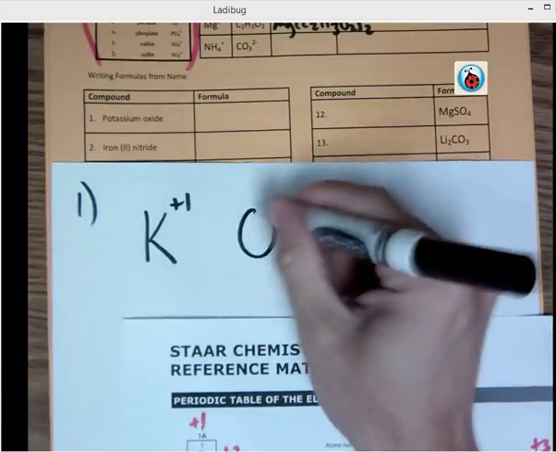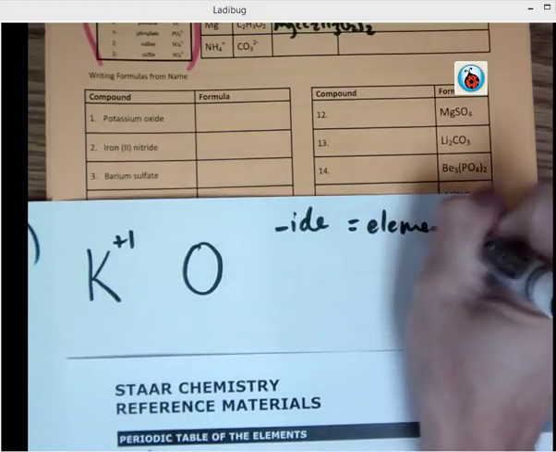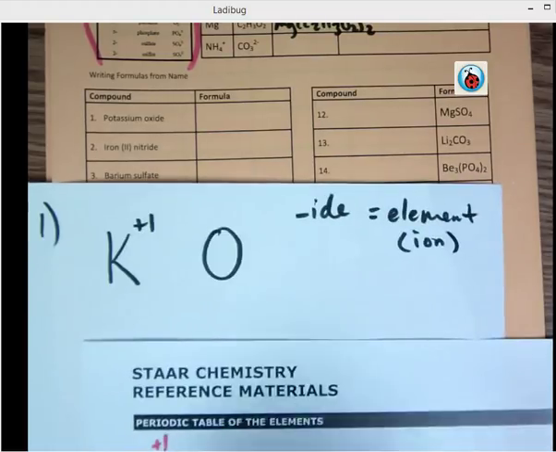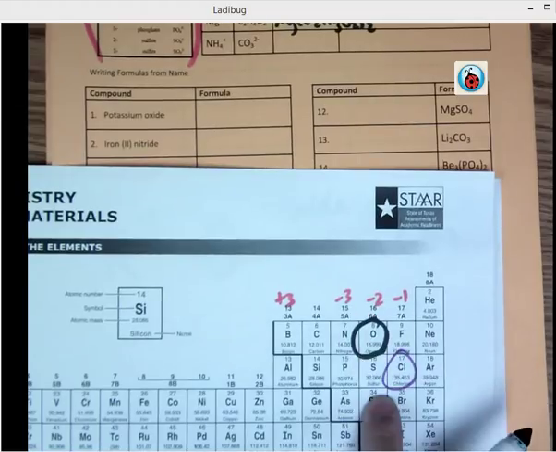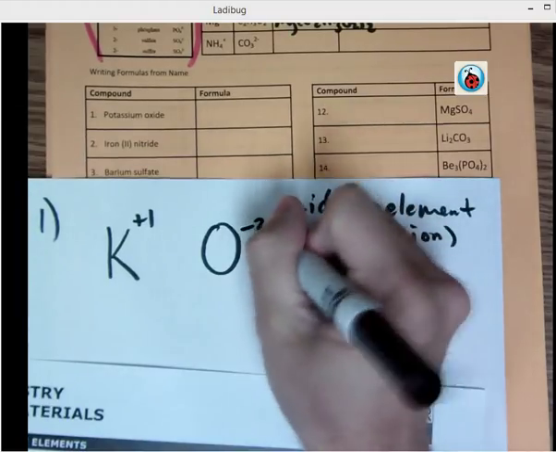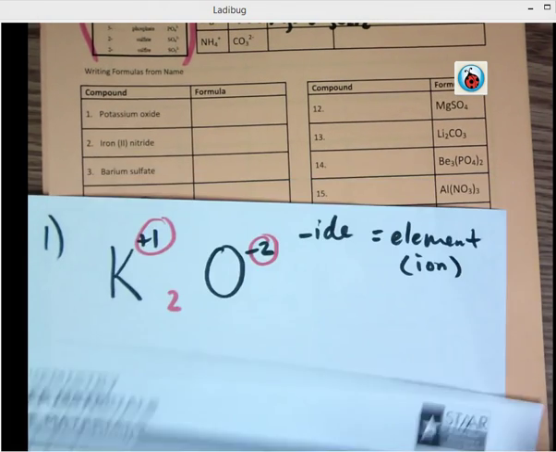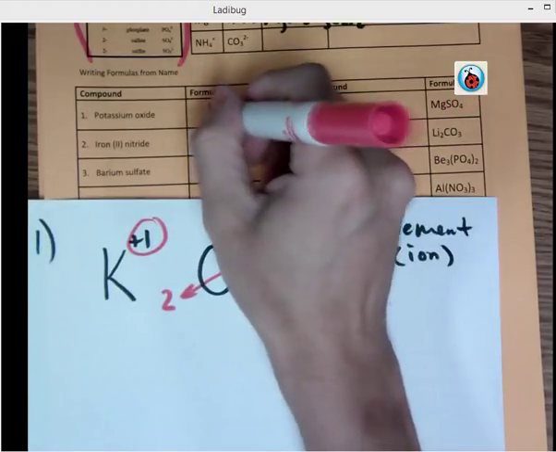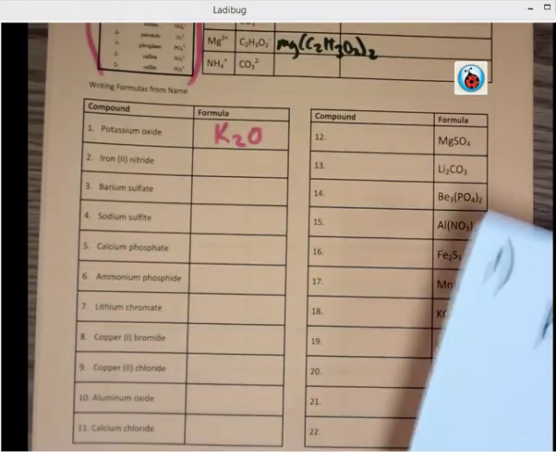Oxide, if it ends in IDE, that means it's an element in the form of an ion. The element is oxygen. So oxygen, right here on the periodic table, group 16, so it's got a -2. Now you look at the charges and you cross them. It's K2O. Bring the 2 down, swap and drop it. So it's K2O. Follow? Pretty cool.